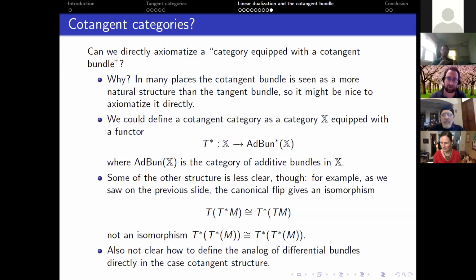But this especially happens in algebraic geometry, where the cotangent things are seen as more canonical than tangent things. So maybe it's more natural to try to axiomatize the cotangent bundle directly, as opposed to the tangent bundle. I don't yet quite see how to do that. This is one thing we've been trying to do, but it's not clear how to do that directly yet, at least in my mind.